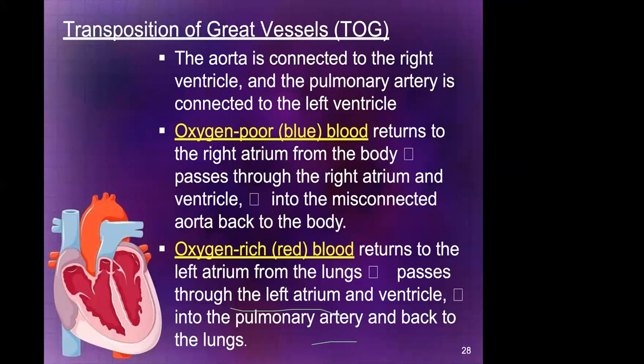So, as I said, even in this, there are two types of transposition circulations which we can see. One is the oxygen-poor blood, which will of course be blue. That is the one which tends to come to the right atrium from the body. It will be passing through the RA, RV, and of course into the disconnected aorta, back to the body. On the other side, the oxygen-rich blood tends to return to the left atrium from the lungs, which will be passing from the left atrium and ventricle into the pulmonary artery and back to the lungs.